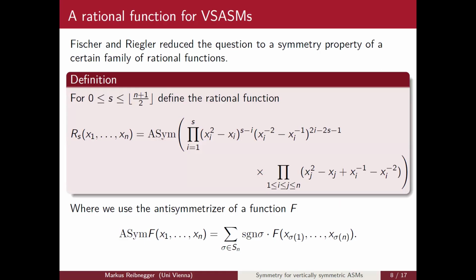If you remember Ilse's talk, products of this form have appeared quite extensively inside of antisymmetrizers, but this prefactor is something we have not seen in this form in previous talks. It's a rational function, a priori. Okay, it's just a definition.